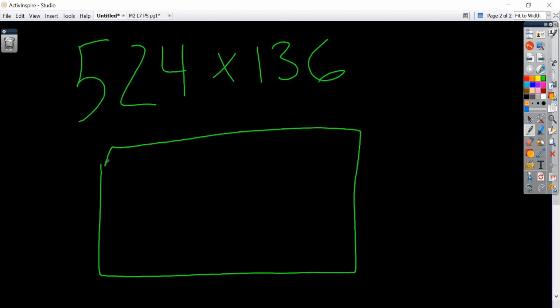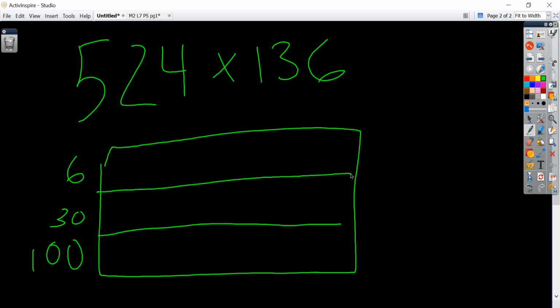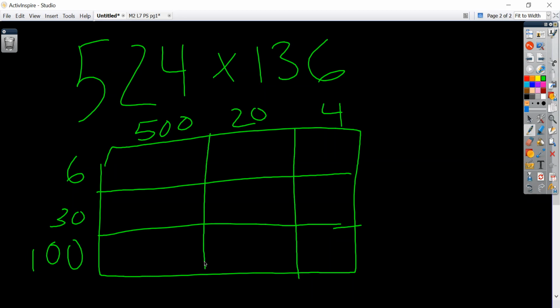One of the things that we're going to notice is we're going to decompose the second number on the side. And we're going to do it just like we were doing before, but we need three places because there's three place values. There's hundreds, tens, and ones, right? So it's 136. And then at the top, we're going to go hundreds, tens, ones, 524.